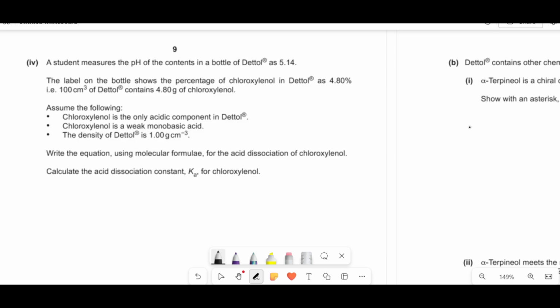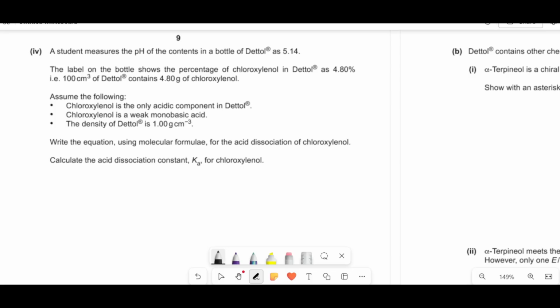A student measures the pH of the contents in a bottle of Dettol. The label on the bottle shows that the percentage of chloroxylenol is 4.8%, as in 100 centimetres cubed of this will have 4.8 grams. Assume that it's the only acidic component in Dettol, that chloroxylenol is a weak monobasic acid, and the density is that. Write the equation using molecular formulae for the acid dissociation of this, and then calculate the acid dissociation constant.